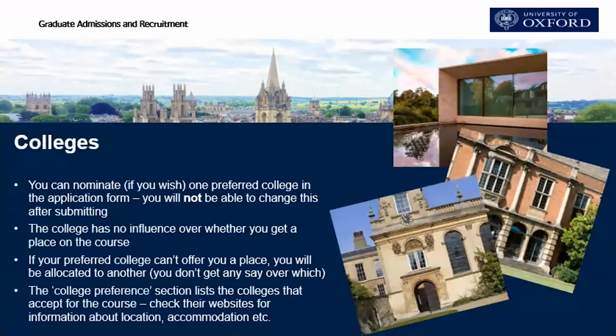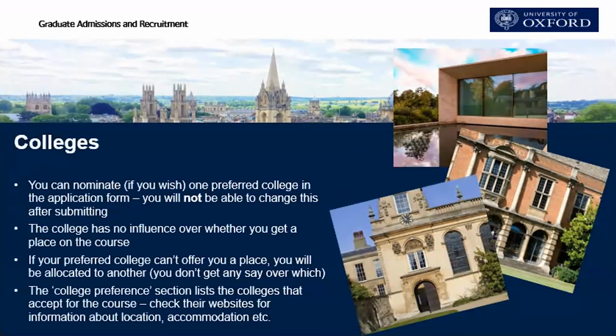You will be asked in the application form whether you wish to nominate a preference for a particular college. If you're offered a place on the course, you will be assigned to a college. You get to nominate one. There's no guarantee that you would end up at that particular college. Some are more oversubscribed than others.